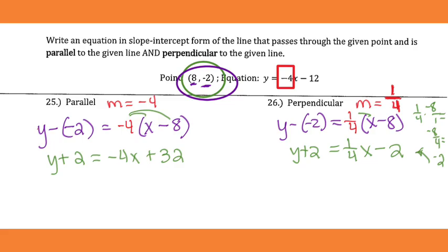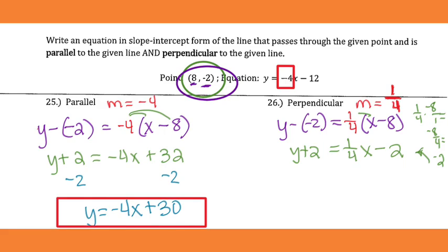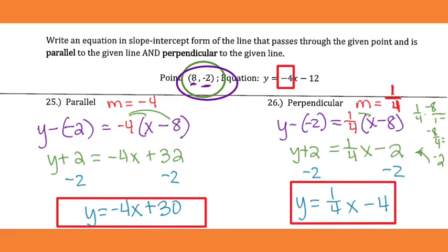And then I have to finish by solving. Subtracting 2 from this side, getting y equals negative 4x plus 30. And the other one would be y equals 1/4 x minus 4. So let me just wrap all this up together, showing you on an actual graph.